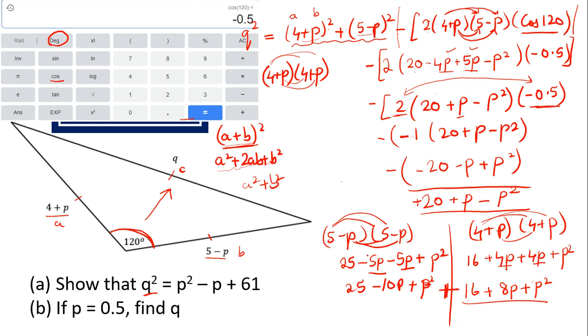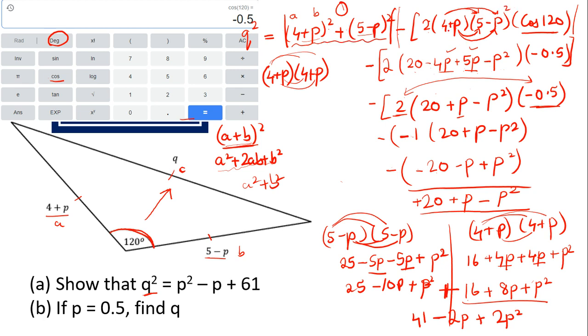And 25, you have to check what you get for 25 plus 16. So 25 plus 16 gives me 41. And then I have minus 10p plus 8p, that gives me minus 2p. And then I have p squared plus p squared. So this is basically like 1p squared plus 1p squared. That gives me 2p squared. Now, once I have all of that, this part of the equation is now solved. This is, let's say, the first part, and that was the second part.